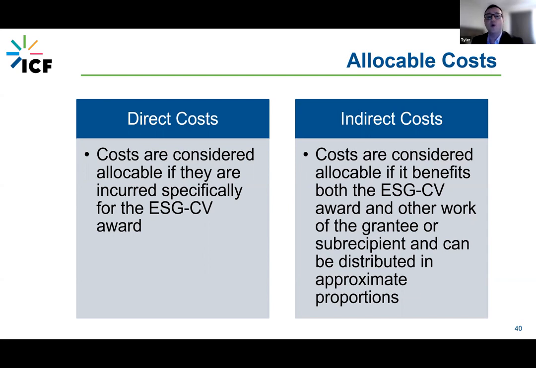The uniform administrative requirements also define unallocable costs. Any cost allocable to another federal award other than the ESG-CV award may not be charged to the ESG-CV award to overcome funding deficiencies, to avoid restrictions imposed by federal statutes, regulations, or terms and conditions of the other federal award, or for other reasons. This prohibition, however, does not preclude grantees from shifting costs that are allowable under the ESG-CV award and other federal awards in accordance with existing federal statutes, regulations, or the terms and condition of the federal awards.